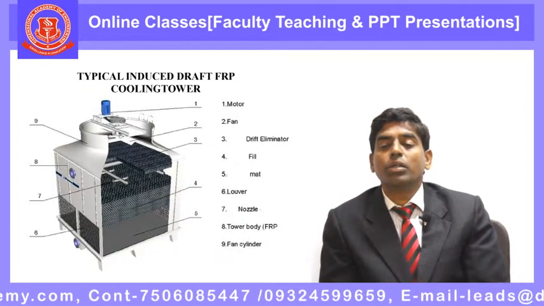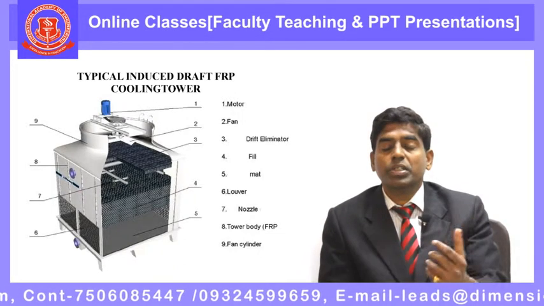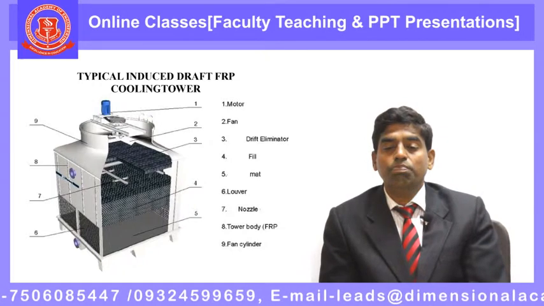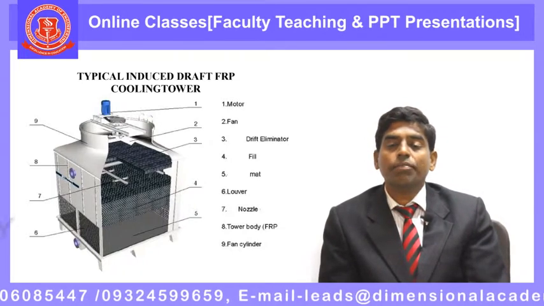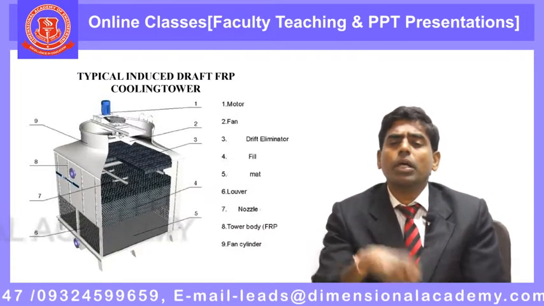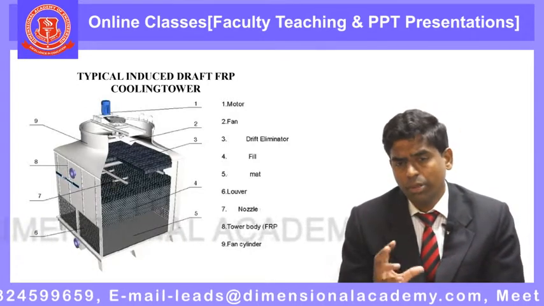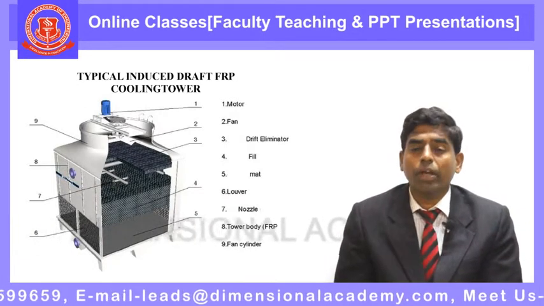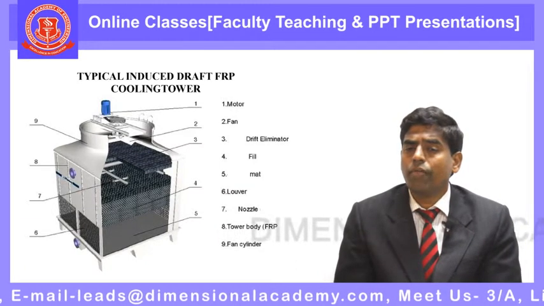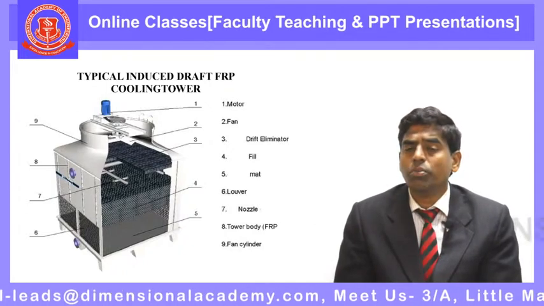Nozzles are also shown as number 7. And the tower body is FRP, as we discussed; the body should be only FRP. And the ninth one is the fan cylinder, the portion from which the air is collected by the motor, by the centrifugal fan or propeller fan. And this is a very typical induced draft FRP cooling tower diagram. All the components have been shown here.